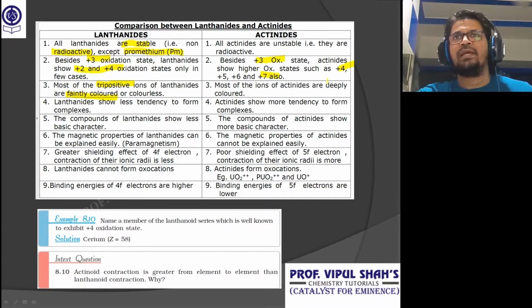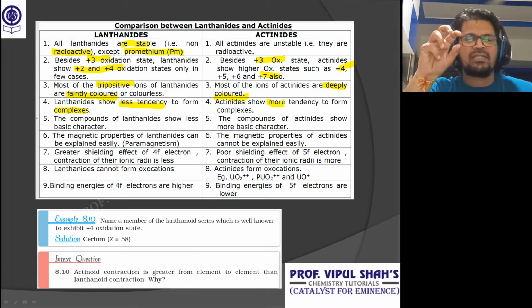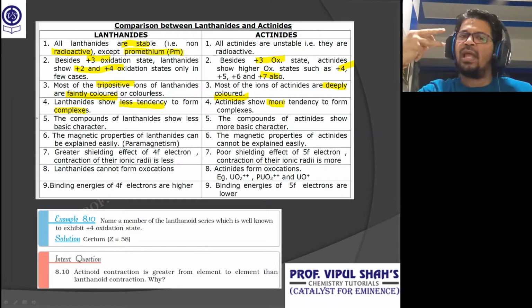are deeply colored. People, the logic of being deeply colored: 5f ka shielding is poorer. Lanthanides have less tendency for complex formation, actinides have more tendency. Again, the reason, because of the poor shielding part, the 5f electrons are readily available. So more vacant orbitals available, more tendency for complexes. Because for complex we require three things. One, small size, greater polarizing power, charge by radius ratio, and third, availability of vacant orbitals.